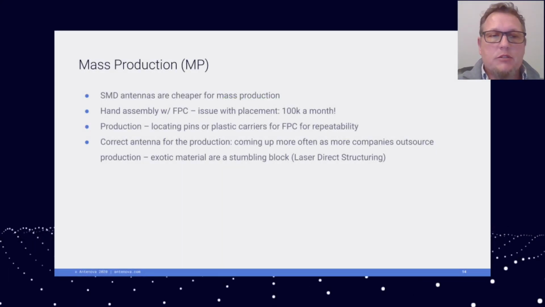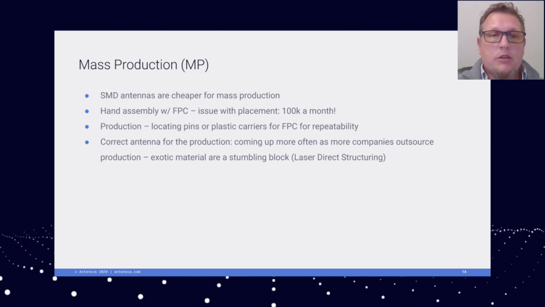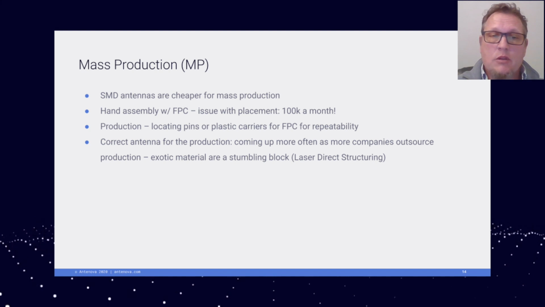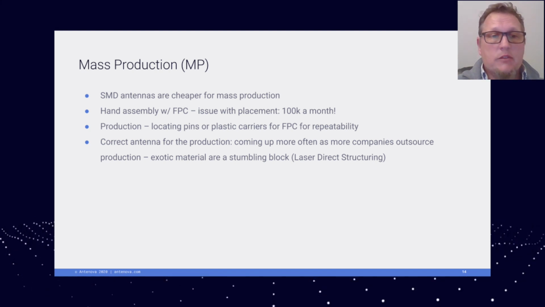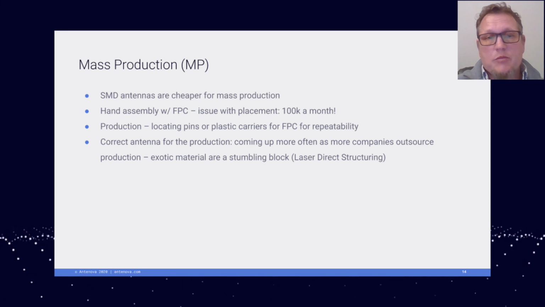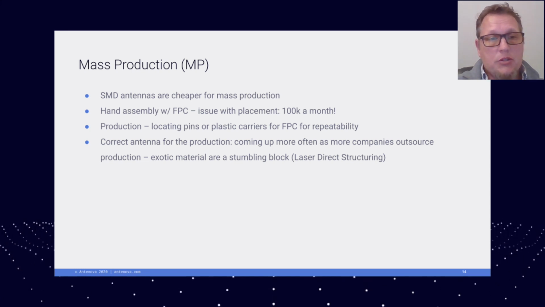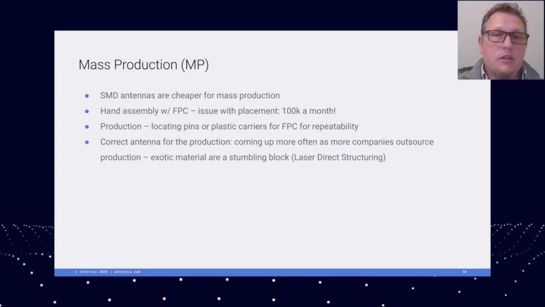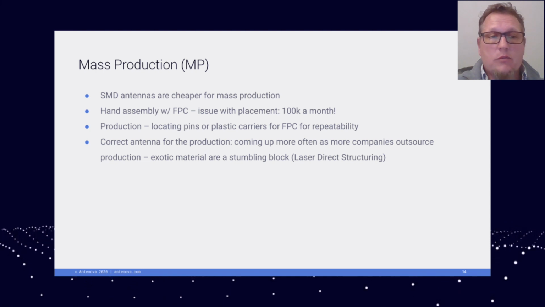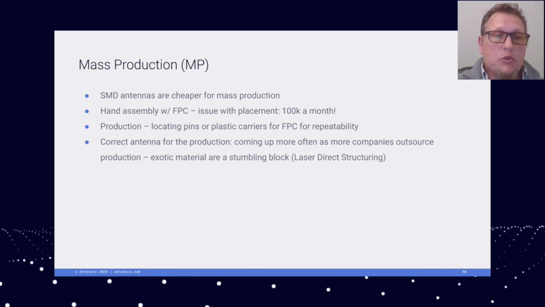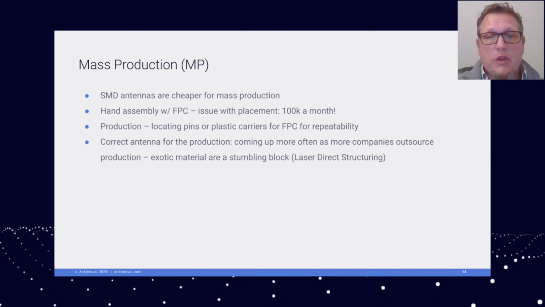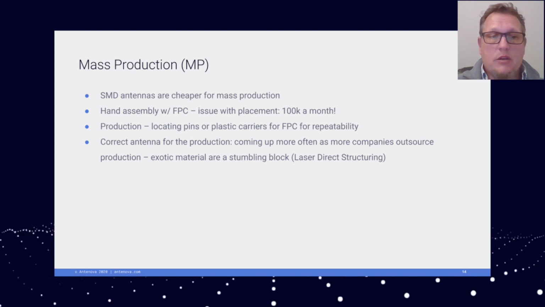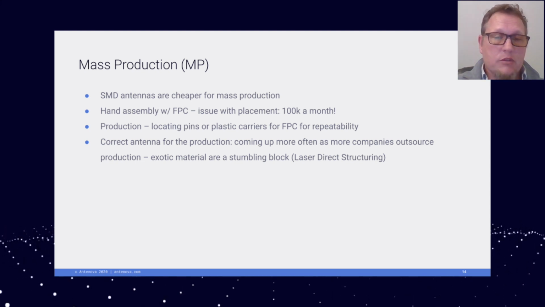Moving to mass production is sometimes a stressful situation. Making sure that you've selected the right antenna for the product is critical in having a successful development and a successful launch. Surface mount antennas are cheaper for mass production, but if you're working with lower quantities, hand-assembled FPCs can work well for you. Using production processes such as locating pins or plastic carriers for FPCs can create designed-in repeatability during manufacturing.